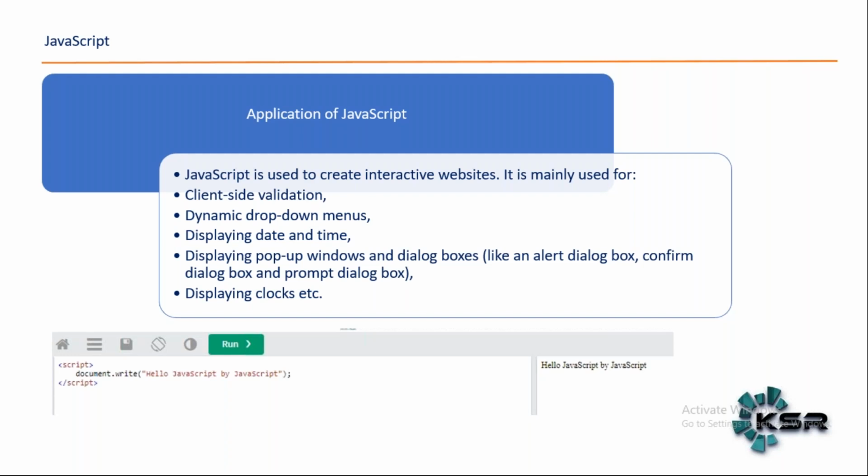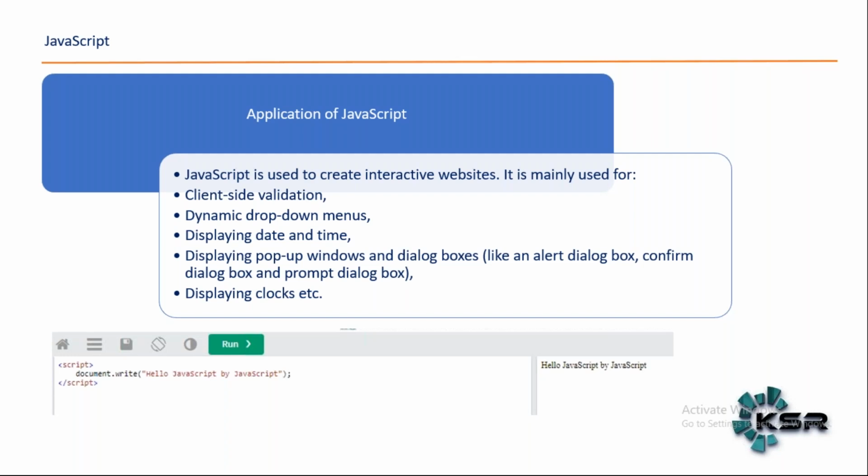Dynamic drop-downs: you have a city drop-down, state drop-down, gender drop-down. For that we can use it. Displaying date and time: if you want a date picker, you can use it. You want a pop-up window or dialog box, like an alert box telling you that you don't have funds, or you want to move away from this page to another page, or displaying a clock. All those things we'll be using it for.